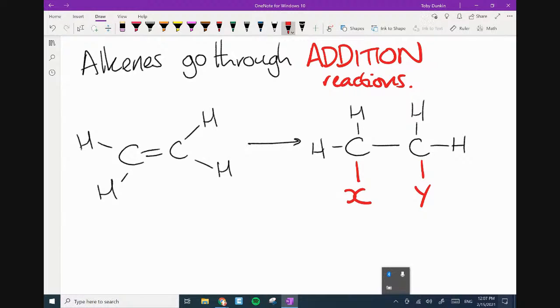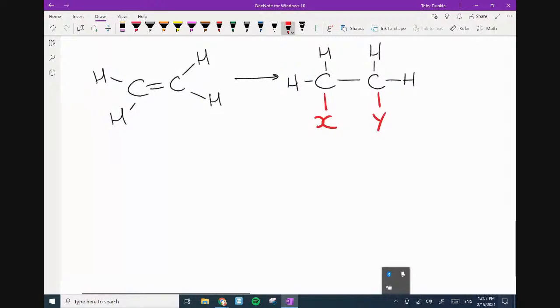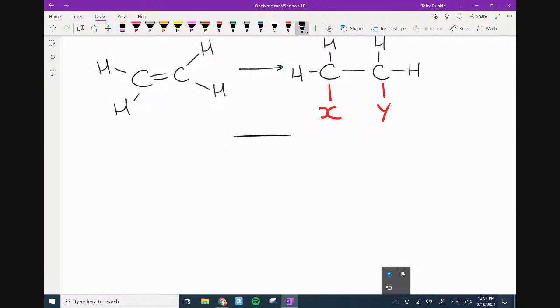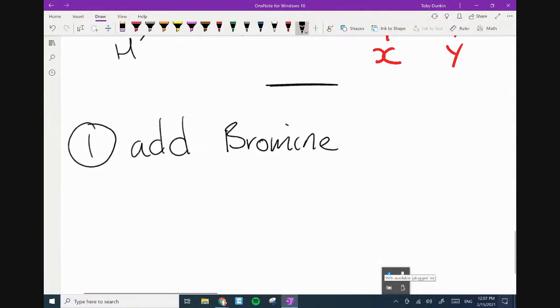The question is, what can we add? So there's a couple of things that we can add to alkenes. First one, number 1, let's do bromine. We add bromine. Sorry, I'm going to rewrite that. Let's add bromine. I'm going to quickly ask Alison, what's the formula for bromine, please? It ends in -ine. Well done. We know that any element ending in -ine or -gen is diatomic.